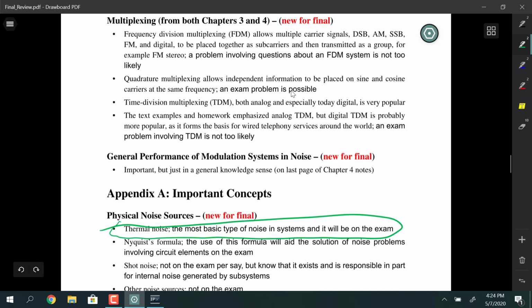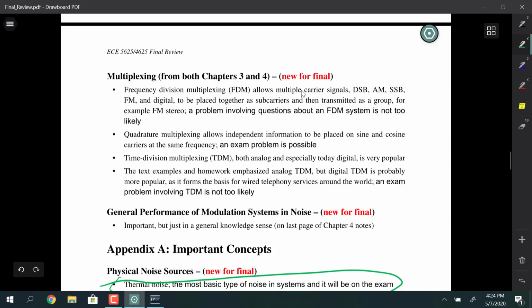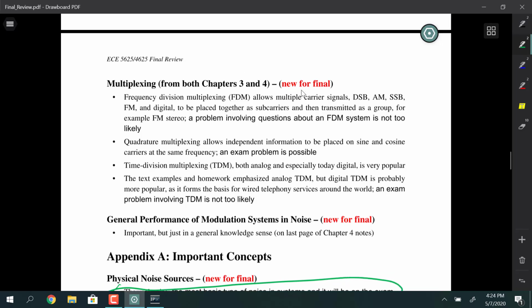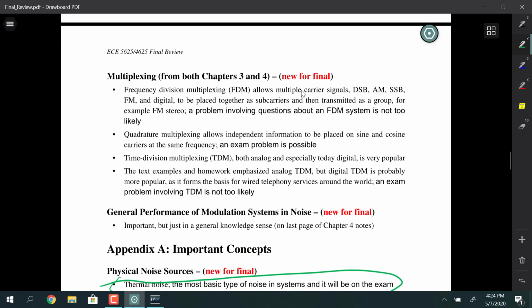And then as we go up the line here, I'm going to stop here pretty quick, we just see another new for final is the general performance. That was that last picture. I could possibly put that on there and say, comment on this. I had some discussion on that in the lecture.